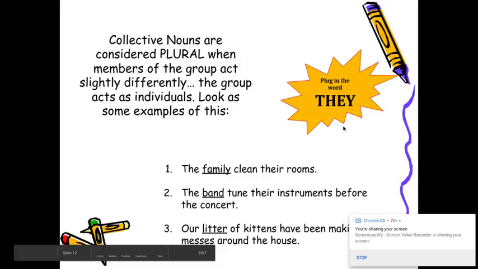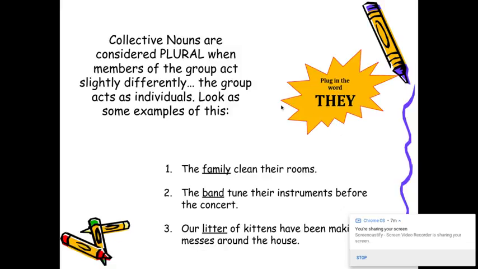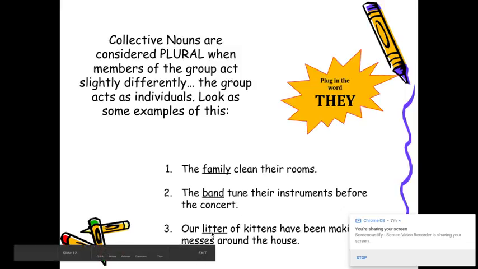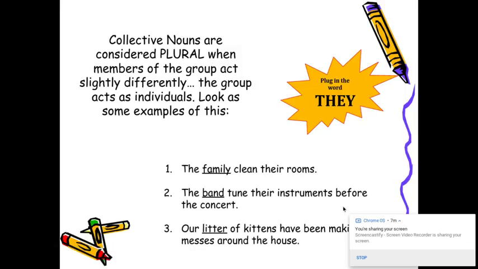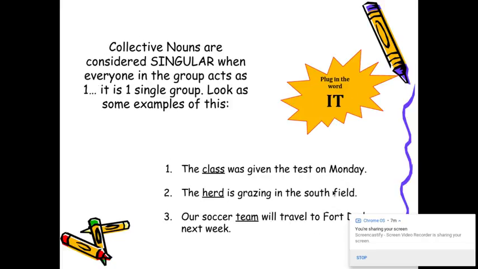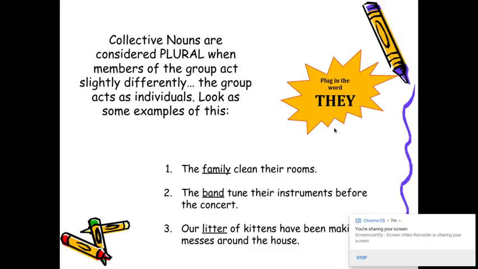Okay, now to make sure that we're using the correct terminology for plural words, if we've got a group of individuals that are going to have slight differences, we're going to plug in the word "they" instead of the word "it." So here we would say "they clean their rooms," "they tune their instruments," "they have been making messes around the house." So just to jump back, we use "it" to plug in if everyone's doing the exact same thing and there are no differences. We plug in "they" if there are slight differences in the actions that are happening.